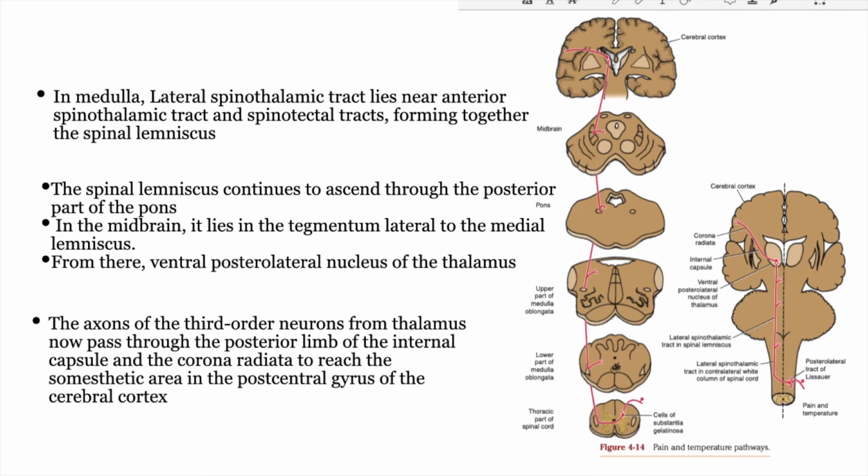The axons of these third-order neurons from the thalamus pass through the posterior limb of the internal capsule and the corona radiata to reach the somesthetic area in the postcentral gyrus of the cerebral cortex.